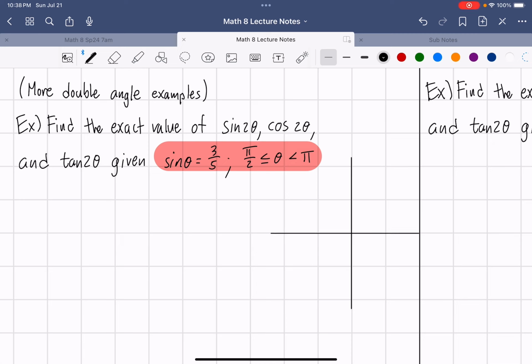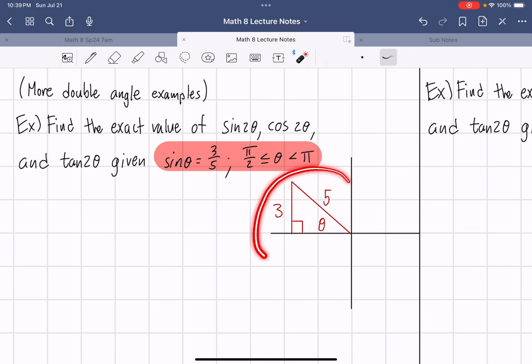because of the given information, we can create a right triangle. Because we know sine is equal to opposite of theta over hypotenuse. Now, if you're wondering why I did this in the second quadrant, well, the given information tells me that theta has to be between pi over 2 and pi, which is exactly the second quadrant. And I can find that x coordinate by just using my Pythagorean theorem.